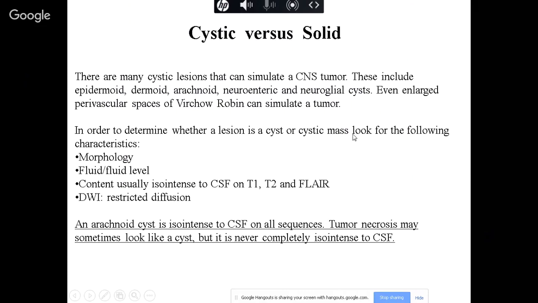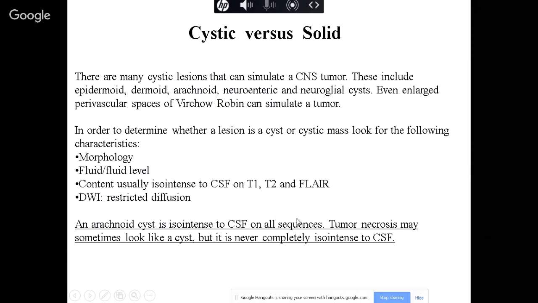How do you know this is tumor or not tumor? Look at the morphology, the fluid level, the T1 and T2 sequences, and the diffusion weighted sequence. One important thing is that an arachnoid cyst is isodense to the CSF on all sequences. Tumor necrosis may mimic this, but it is never exactly the same. But I would take one step back. In my experience, arachnoid cysts are not always isodense on all sequences.